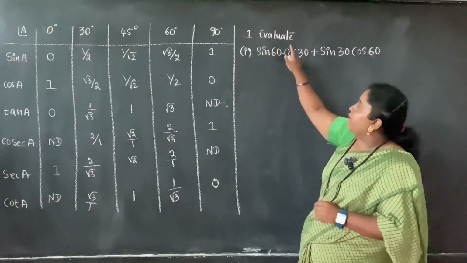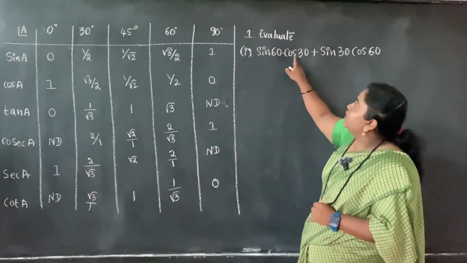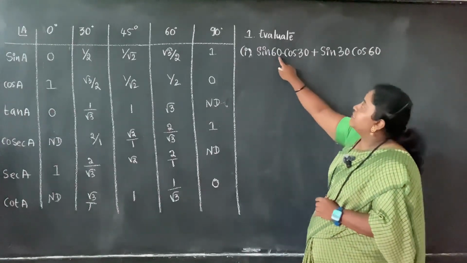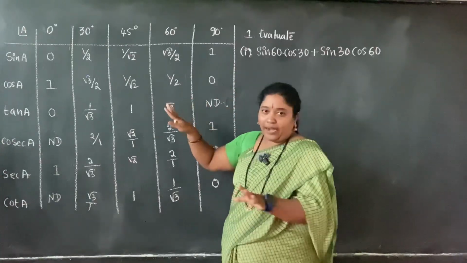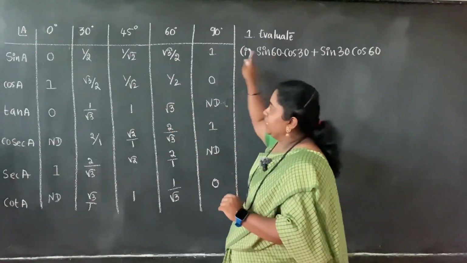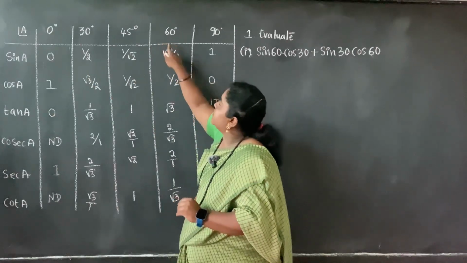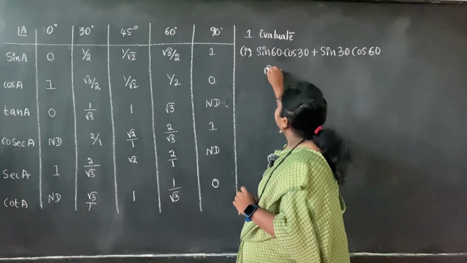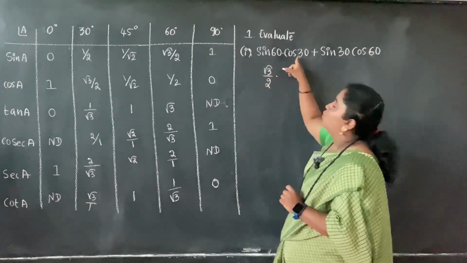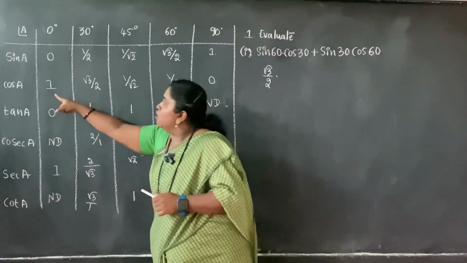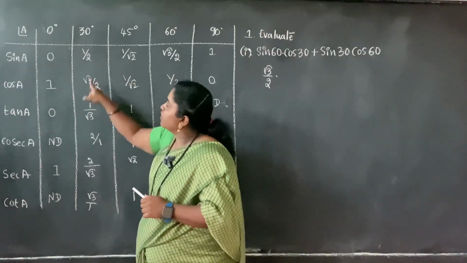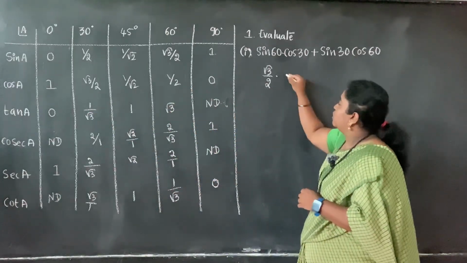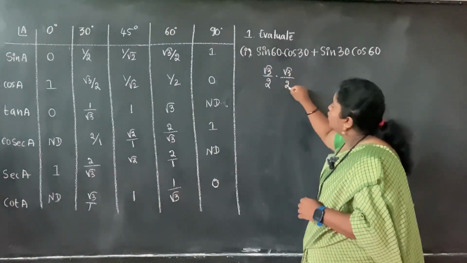The simple question, evaluate sine 60 into cos 30 plus sine 30 into cos 60. See dear, sine 60, look at the table, how to identify the values. Sine 60, sine with respect to 60 degree, how much is the value? Root 3 by 2. Okay, sine 60 is root 3 by 2 into cos 30. Look at the cos block. Cos 30, where is cos 30, dears? Cos 30 here, root 3 by 2 is there again. Let me write here cos 30 is root 3 by 2.